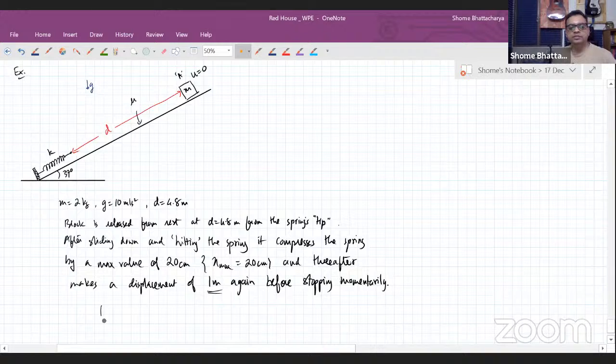So from this we have to find both the unknown quantities, the coefficient of friction and the spring constant. Both these things we have to find out. This is a very key question to understand the application of the work energy theorem and also how to use it efficiently. So just try to set up the work energy equation here. I'll explain in a moment.